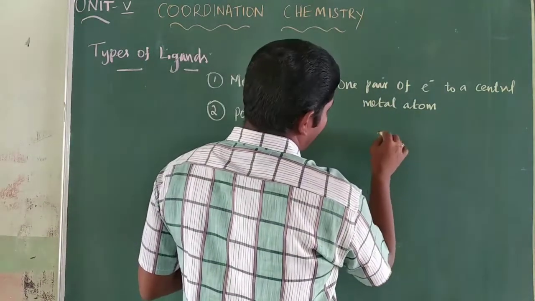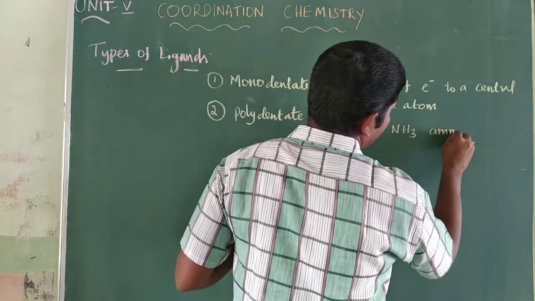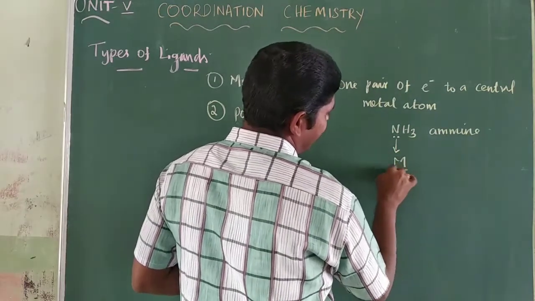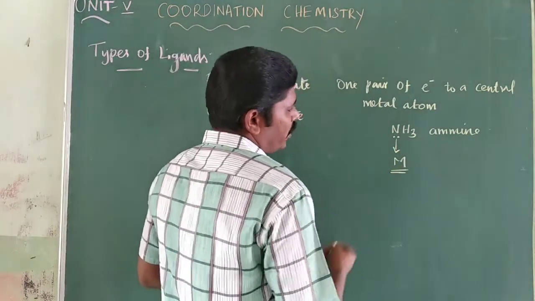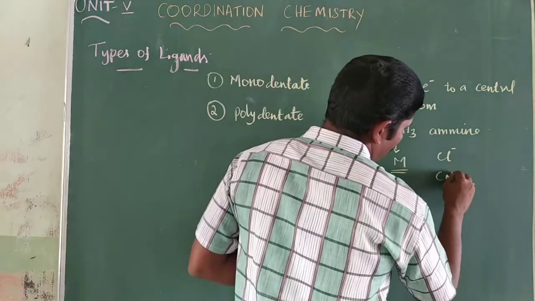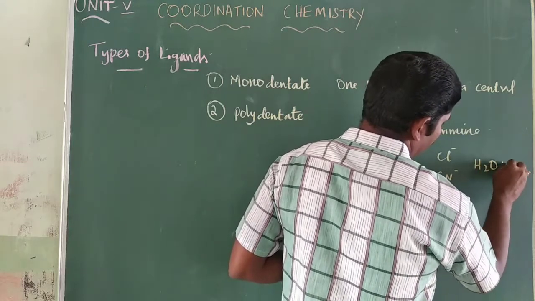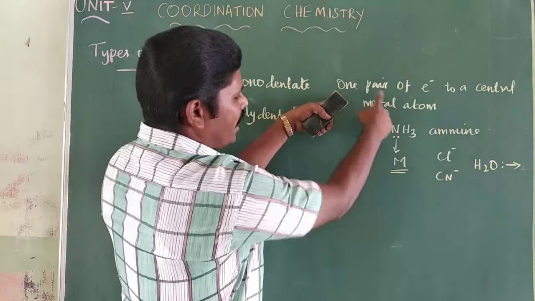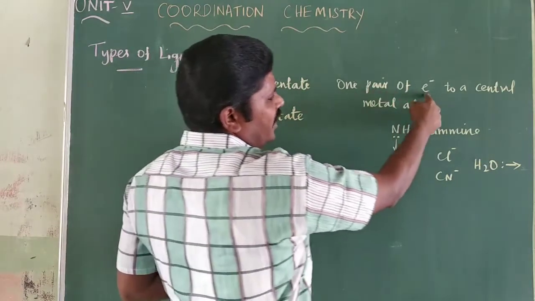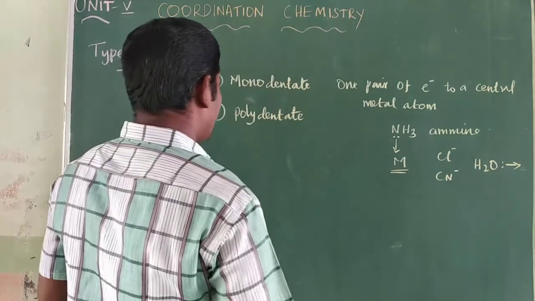For example, amine, NH3, a neutral ligand. Amine donates only one pair of electrons to the central metal atom. Similarly, chlorido, cyanido, and aqua each donate one pair of electrons to a central metal atom. Ligands that donate one pair of electrons to a central metal atom are called monodentate ligands.